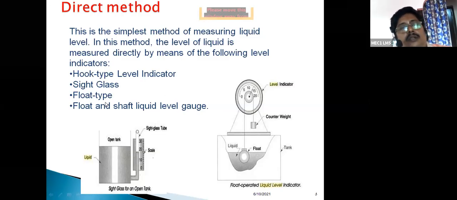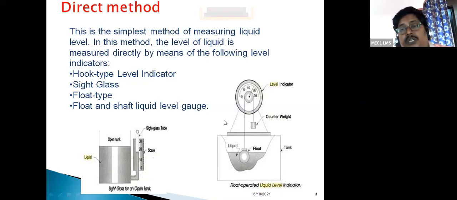Next, in the direct method, there are several types: hook type level indicator, side glass, float type, float and shaft liquid level. Actually, this is not in the syllabus, but anyway, I will explain some of the direct methods of measurement. I think all of you know that. One method is not written here.